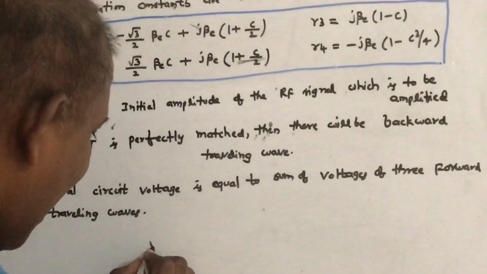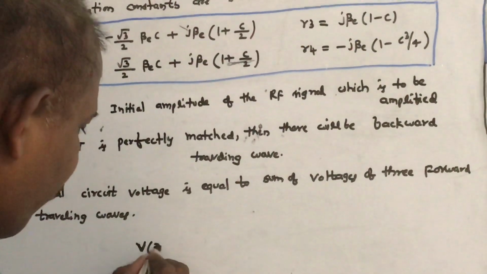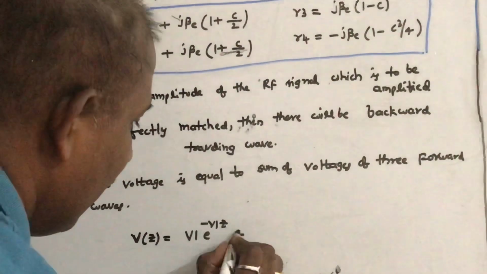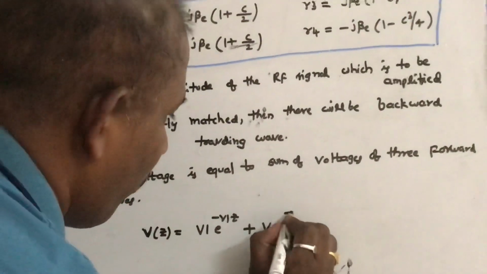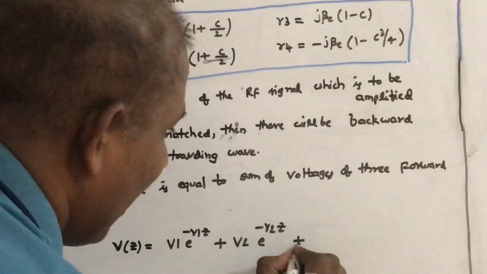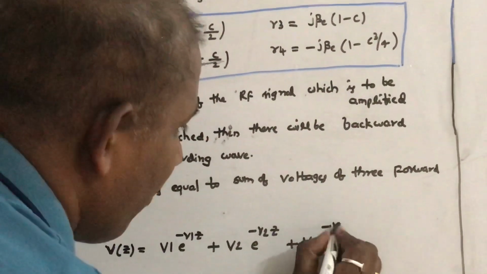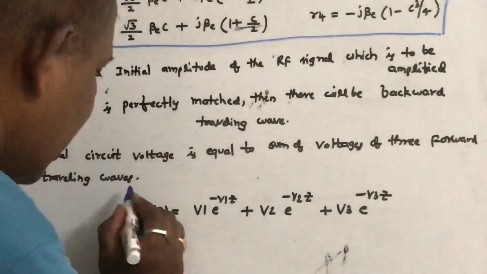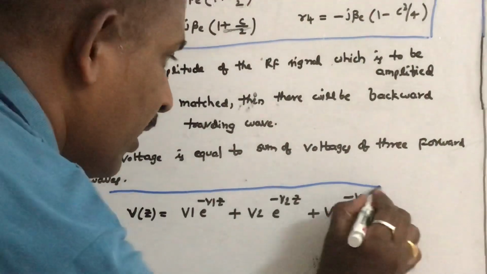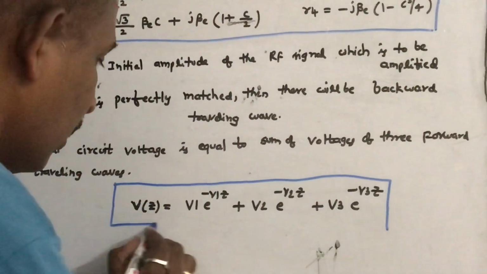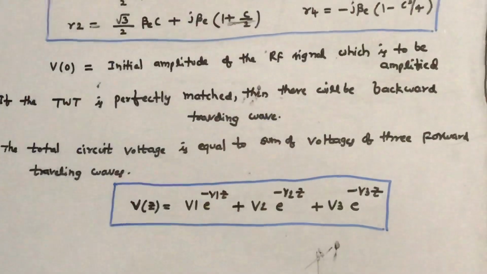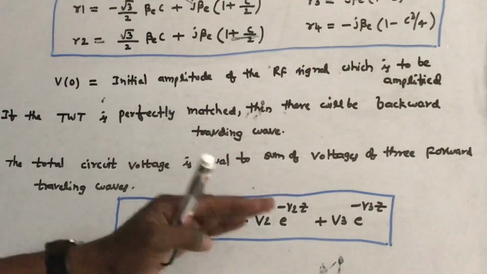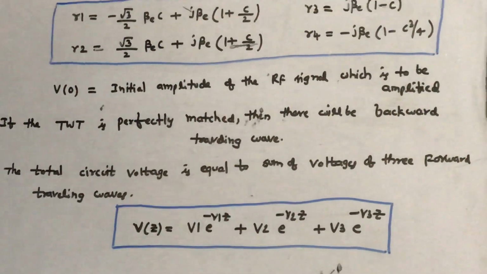So that is written as the total circuit voltage V of Z, which is equal to V1 into e power minus gamma 1 into Z plus V2 into e power minus gamma 2 into Z plus V3 into e power minus gamma 3 into Z. There is no backward wave, because the circuit is perfectly matched. So this is the total circuit voltage at any distance Z on the traveling wave tube, where V1, V2 and V3 are initial amplitudes of three forward traveling waves.